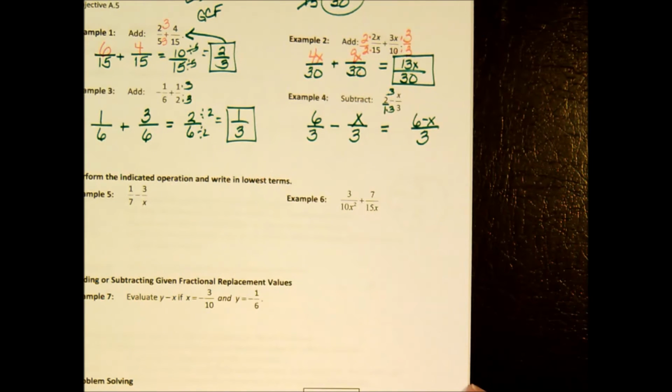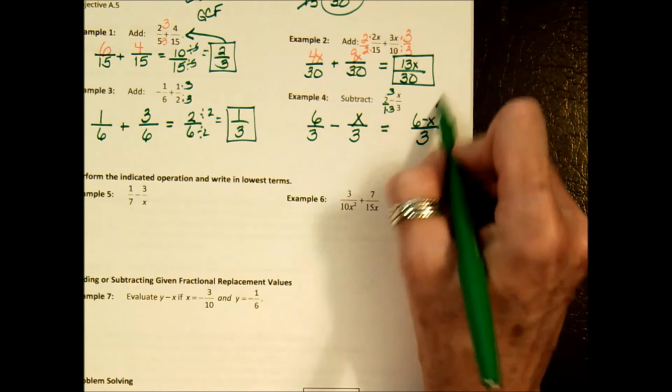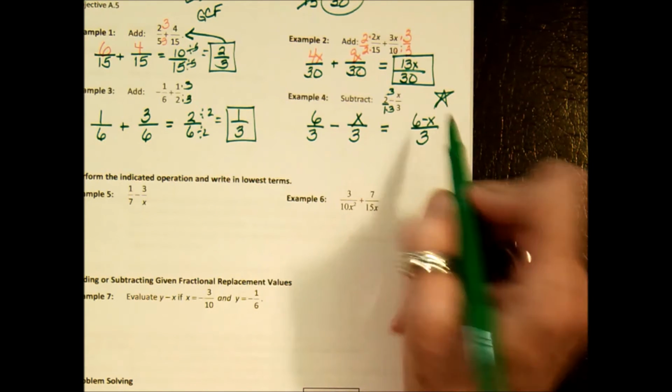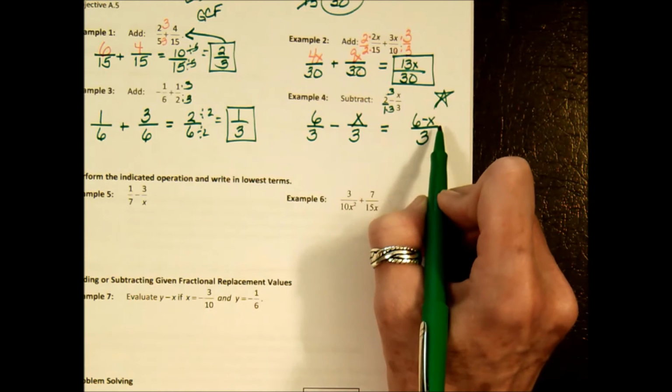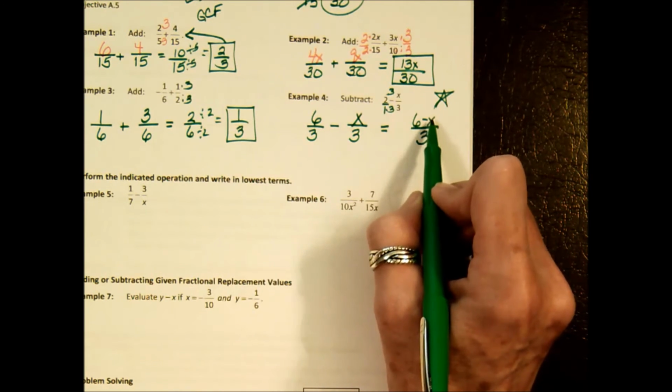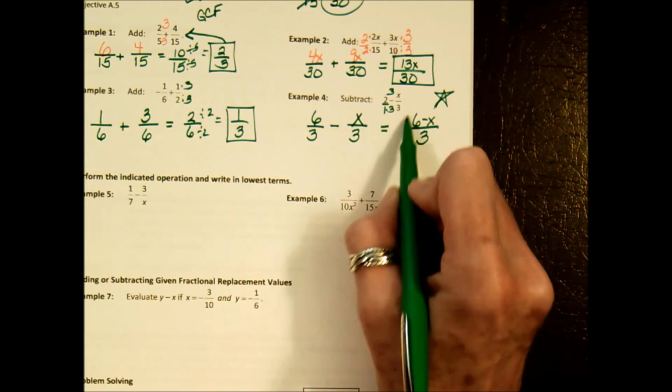Now here is a word of caution here. Do not think you can cross cancel the 3 and the 6. That numerator is a unit. It's all together, 6 minus x, and 3 doesn't go into this part, so it can't go into that part. So you just leave it like that.